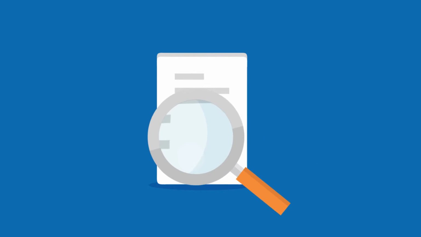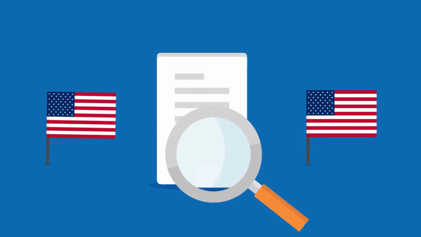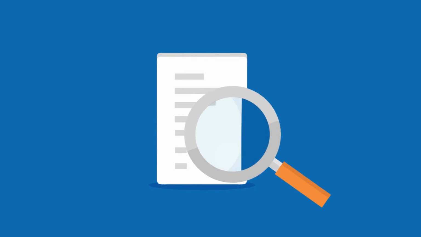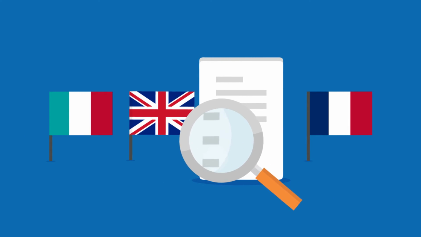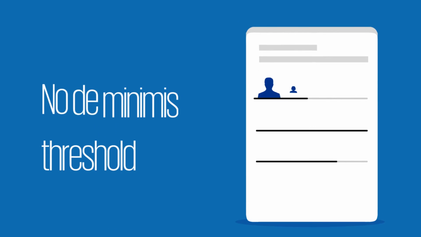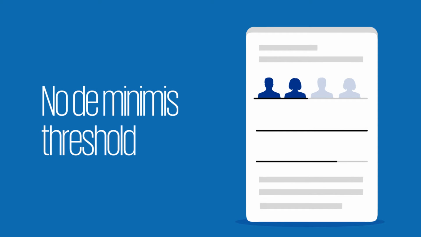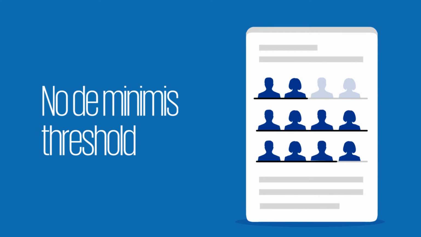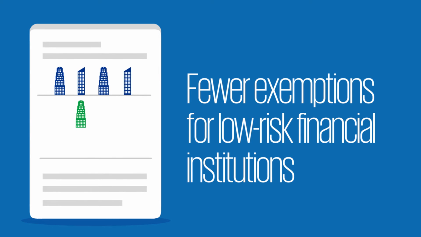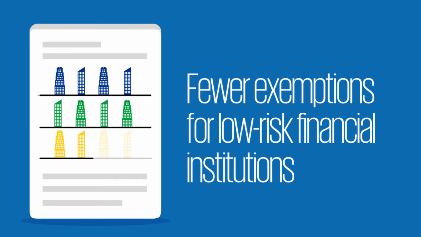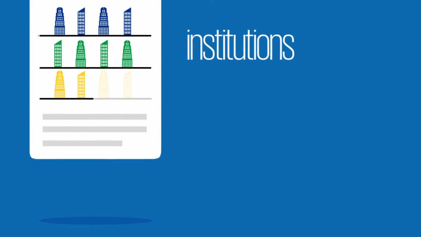FATCA only requires you to identify and report certain US account holders, whereas the CRS requires reporting of certain non-resident account holders of all countries participating in the standard. The CRS doesn't give you the option of electing a de minimis threshold for individuals' account balances, therefore increasing the number of customers in scope for further due diligence and reporting. It also has fewer exemptions from reporting financial institution status than under FATCA, so some deemed compliant entities under FATCA will be reporting financial institutions under the CRS.